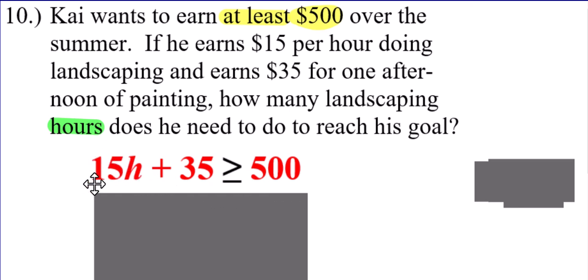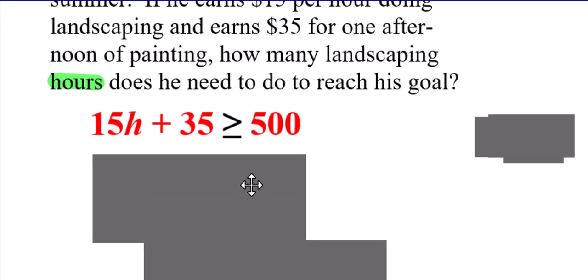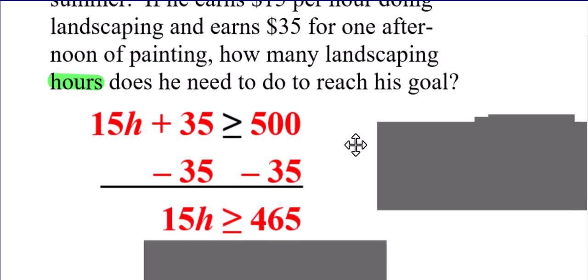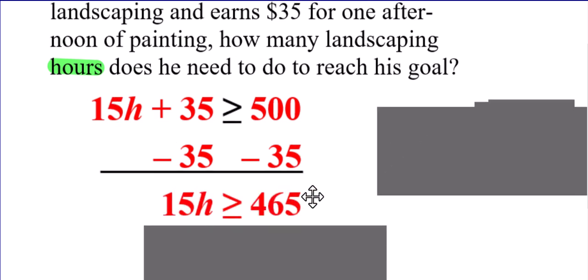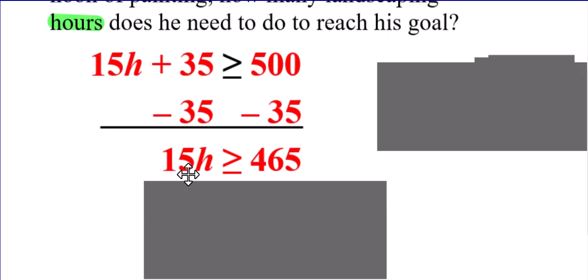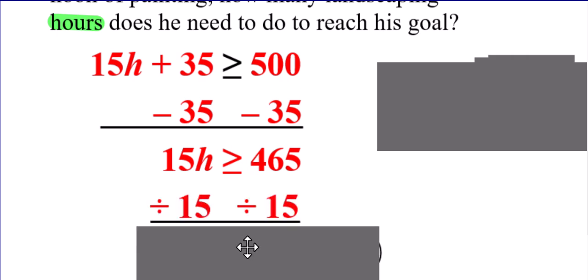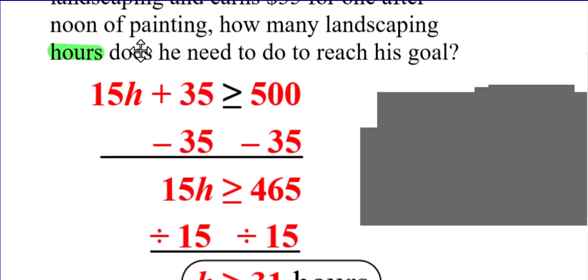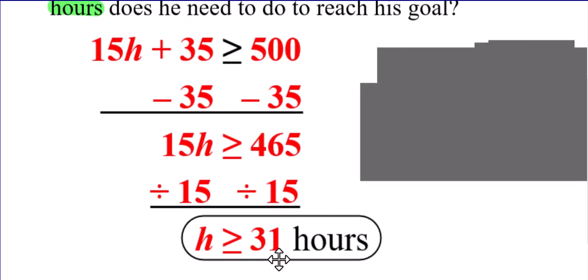What's happening to the variable? It's being multiplied and then it's being added. Let's go in the reverse order of operations. Get rid of the adding first. Inverse of adding is subtracting. Do it on both sides. You'll get the 0 here, bring down the 15h, and on the right you will get 465. Let's finish this up. Variable's not by itself yet. What's the inverse of multiplying? Dividing. Use your calculator, you're going to get 31. Since we're trying to find the number of landscaping hours, we are going to write this down as 31 hours. Now, you could call it 31 landscaping hours if you would like. That would be fine. And that's the solution.